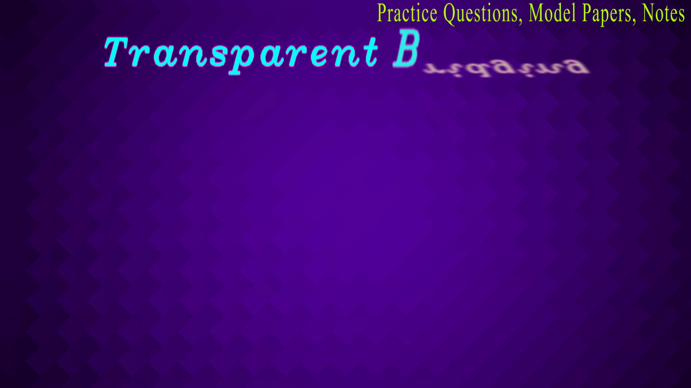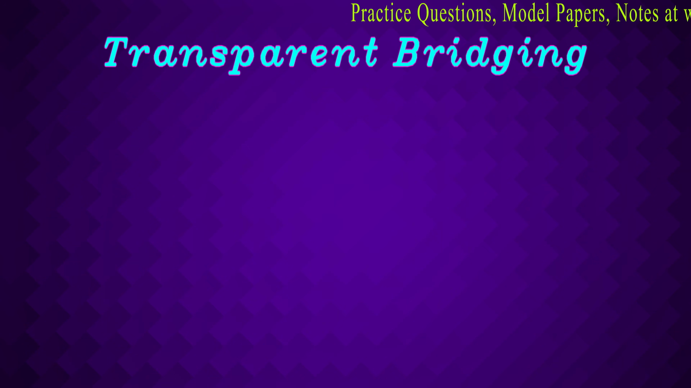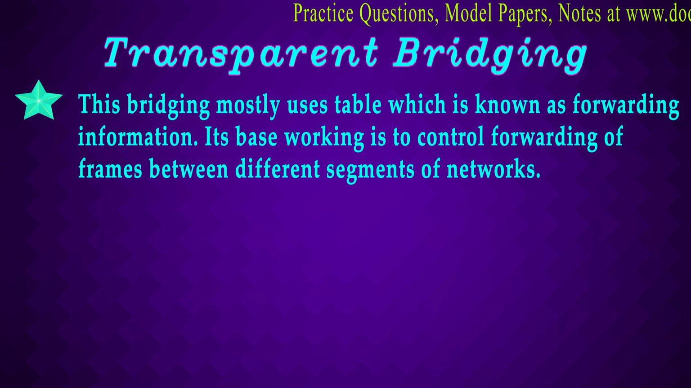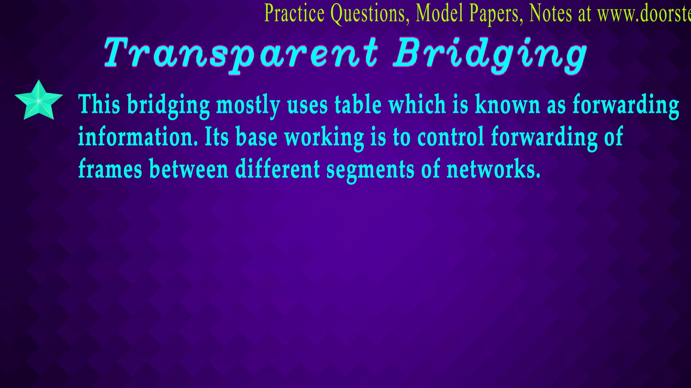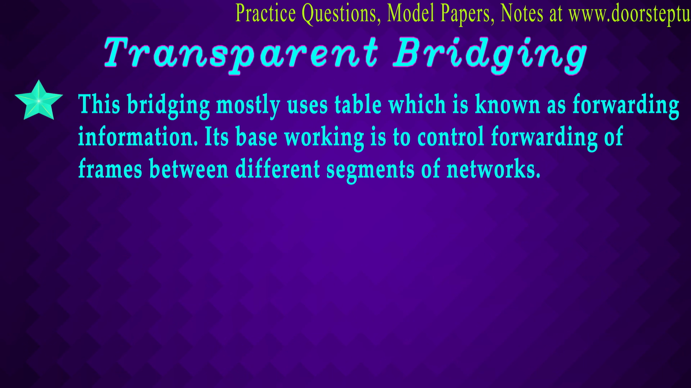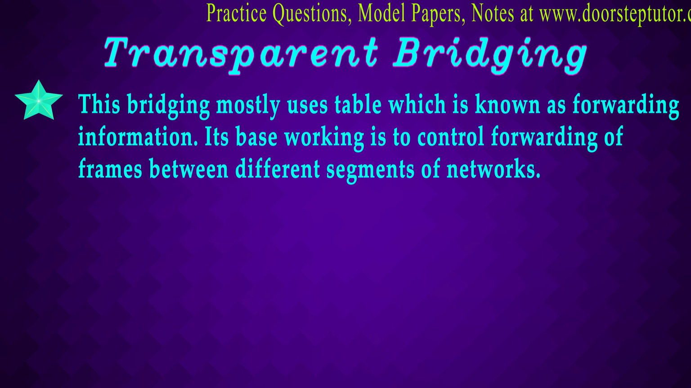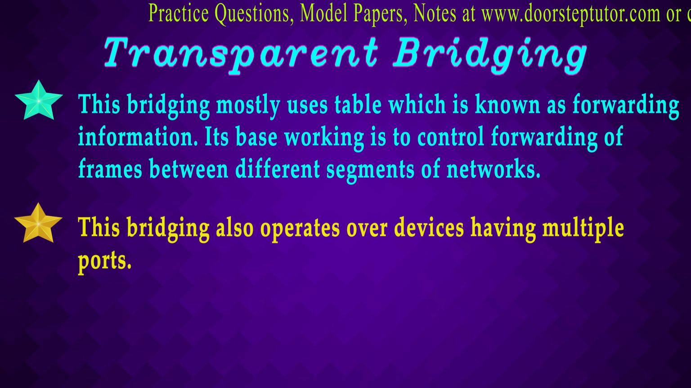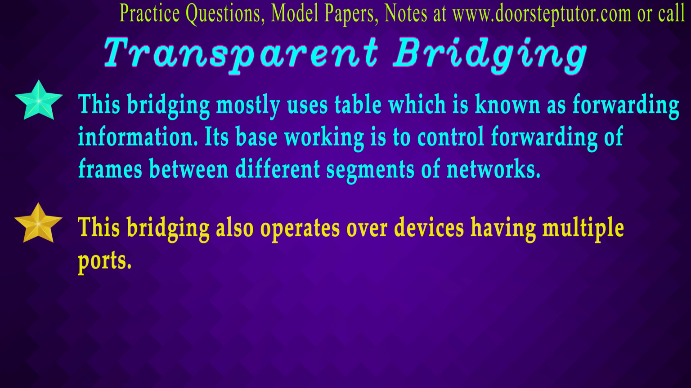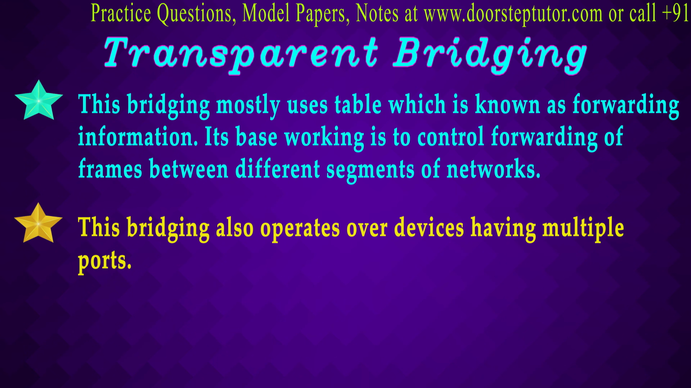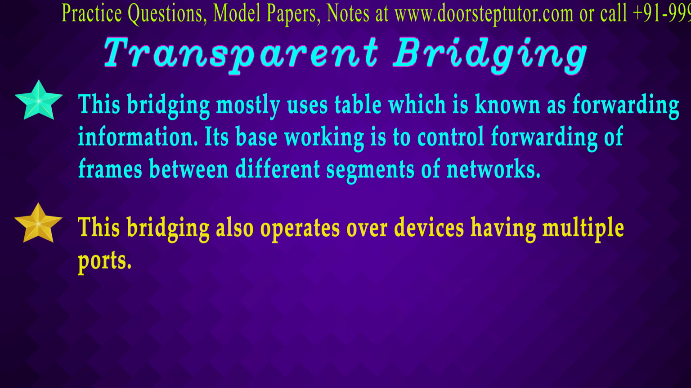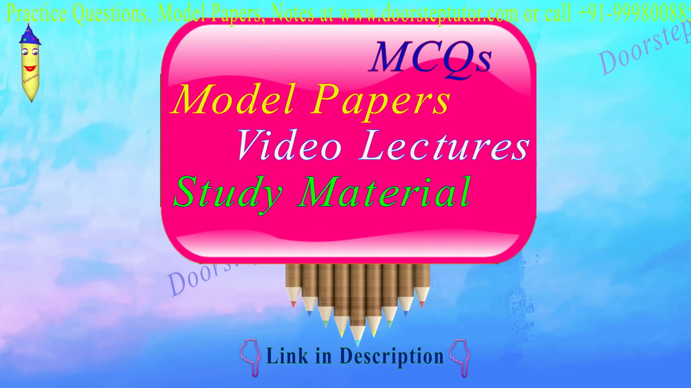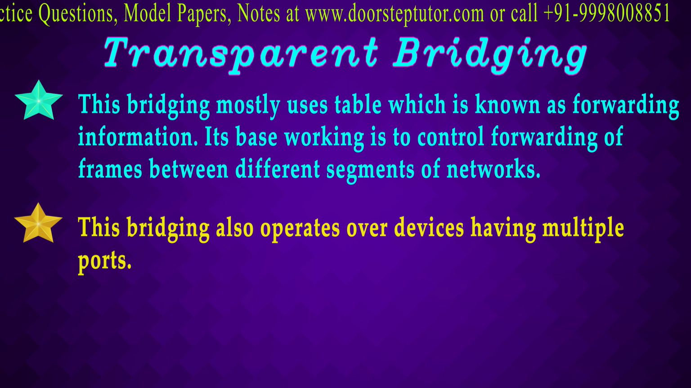So next is transparent bridging. This is the second type of bridging. This bridging mostly uses a table in which it stores information about the location, like the destination, to which it has to forward the frame. Basically this bridging operates over devices having multiple ports. So this is very clear: if we are having one table in which we have a collection of data and the address of the destination, then the bridge must have multiple ports to get connected to the multiple destinations.